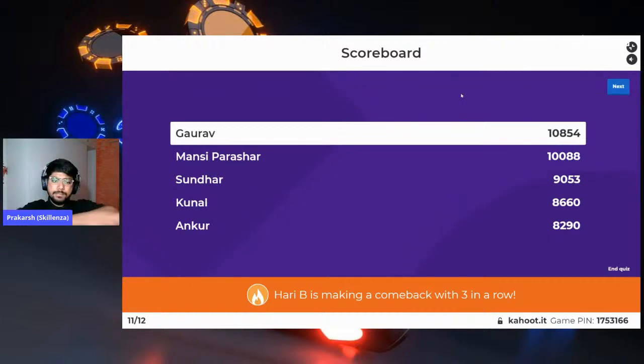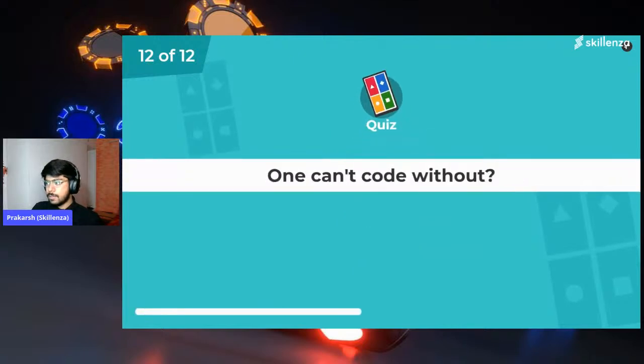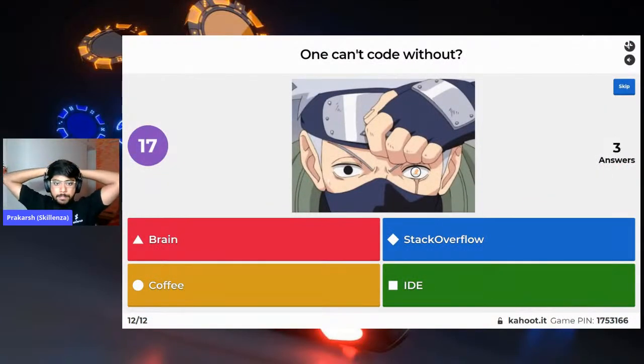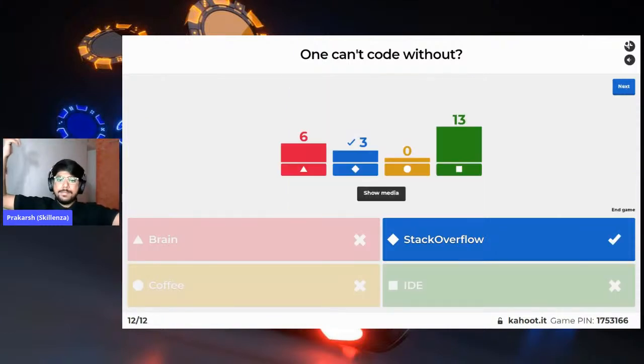Last question of the game. Are you guys ready? Yay! And Dushyant, yes, we'll get to this. One can't code without brain, Stack Overflow, coffee, IDE. Big brain time. Boom. You can code on a piece of paper. That's how college engineering exams are taken. My college engineering were like, yeah, right? On this piece of paper. Don't worry about it. If you have marked the wrong answer, these were like no point questions. So just for fun, only 10 questions were counted.